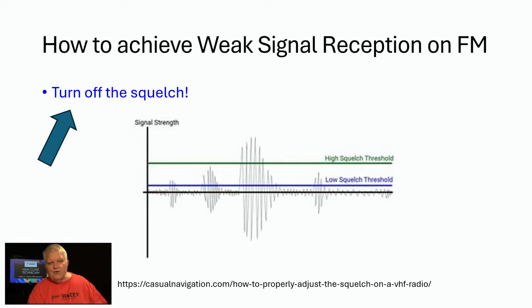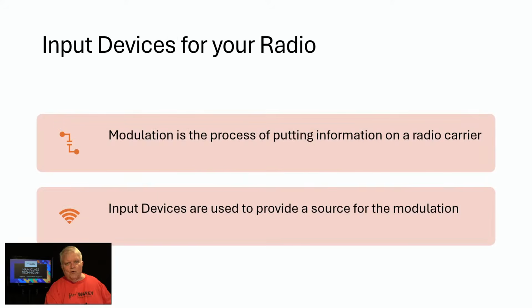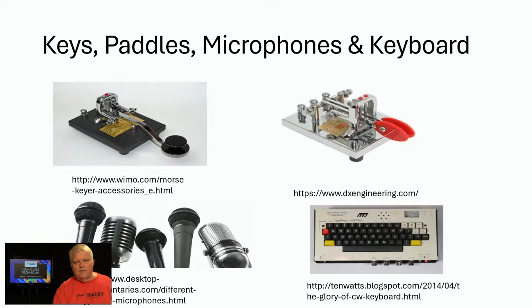So we mentioned that modulation is adding information to a radio carrier, and that there are various input devices that can add this information. We talked about the Morse code paddles. There are also various kinds of different keys and paddles that can be used. For Morse code, there are even Morse code keyboards that you can actually type on. There are also computer programs now for modern computers that you can interface with your radio and type away, and it'll send Morse code. There are also CW decoders.